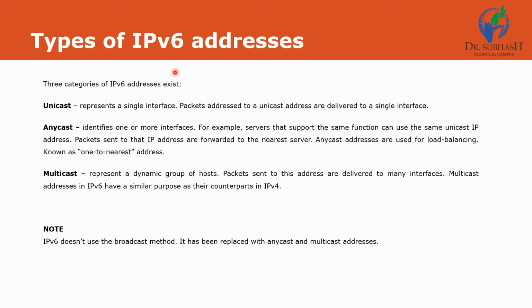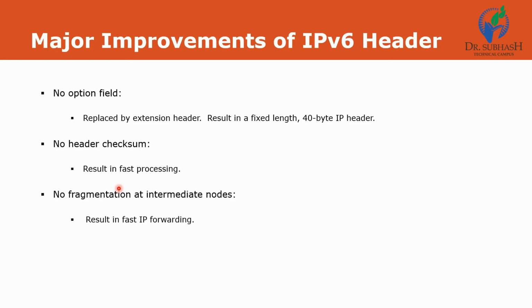Now, the types of IPv6 address are unicast, anycast and multicast. Unicast means it represents a single interface. Packets addressed to a unicast address are delivered to a single interface only. Anycast identifies one or more interfaces. For example, servers that support the same function can use the same anycast IP address. Packets sent to that IP address are forwarded to the nearest server, so it is used to make load balancing. Multicast represents a dynamic group of hosts.